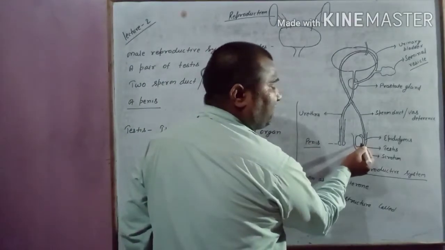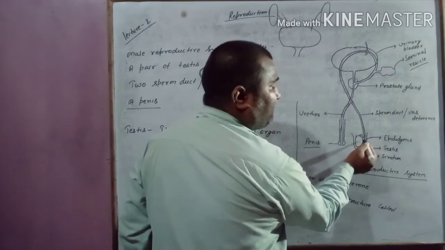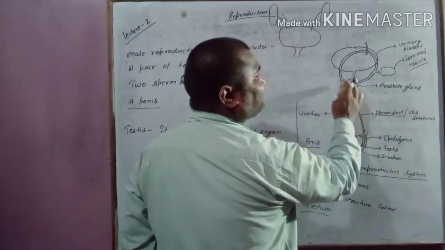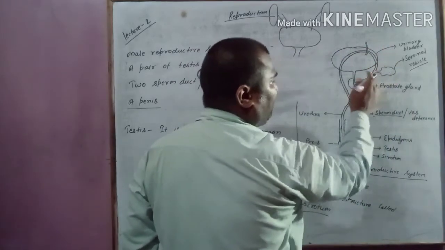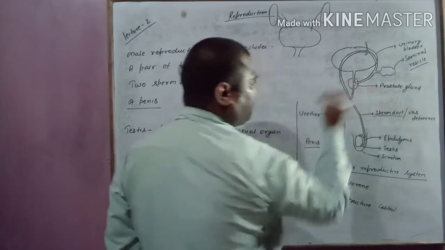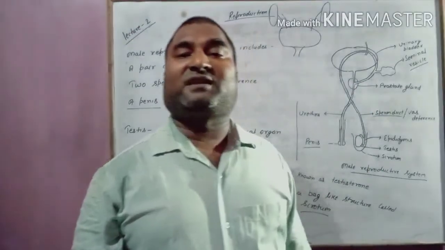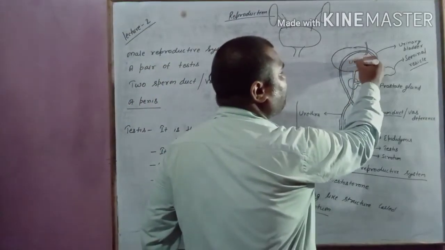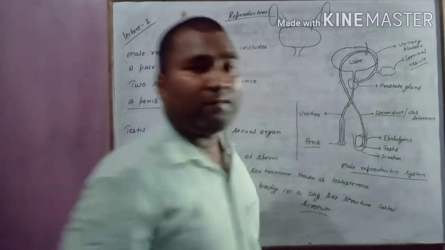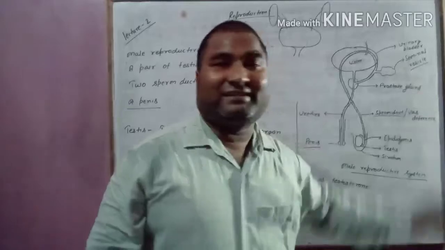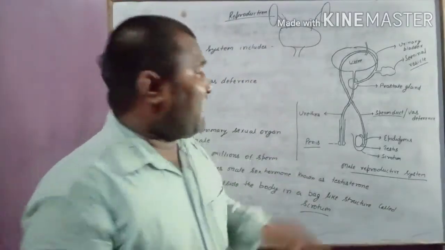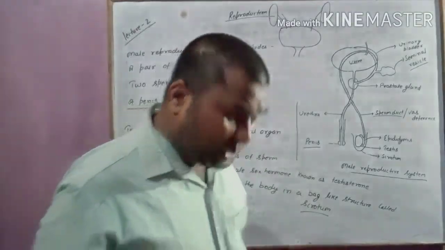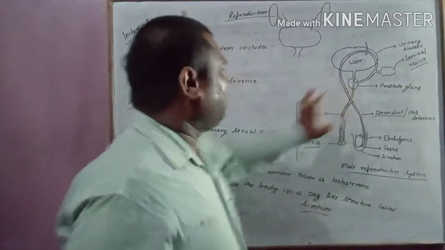So the testis is present in the scrotum, and from the testis a tube-like structure is there. This is called sperm duct. This carries sperm, and this sperm enters or gets injected into this urethra. What is this urethra? Urethra is a common duct. It is common, that carries urine from here and sperm from the vas deferens or sperm duct. So at a time this urethra can release either sperm or urine.